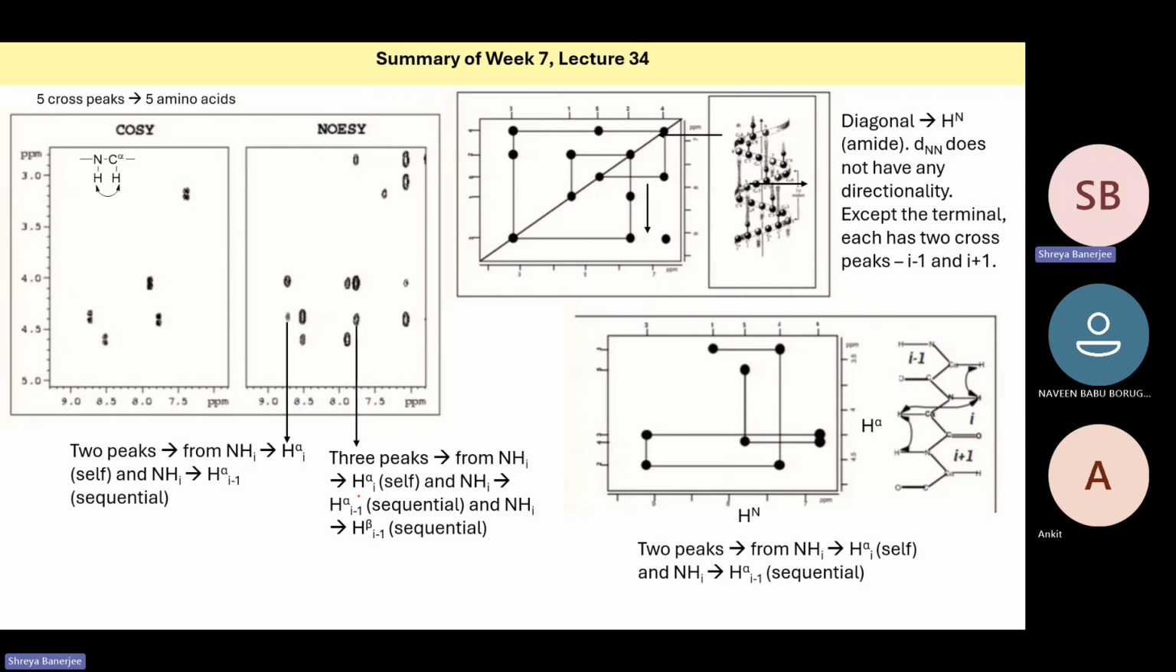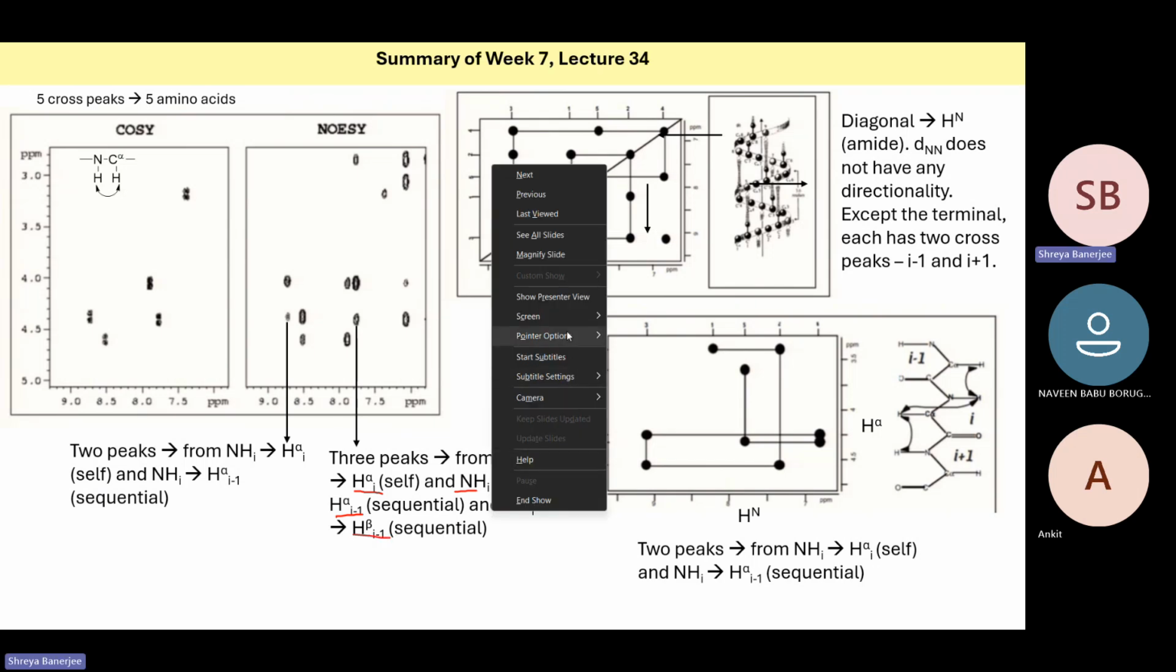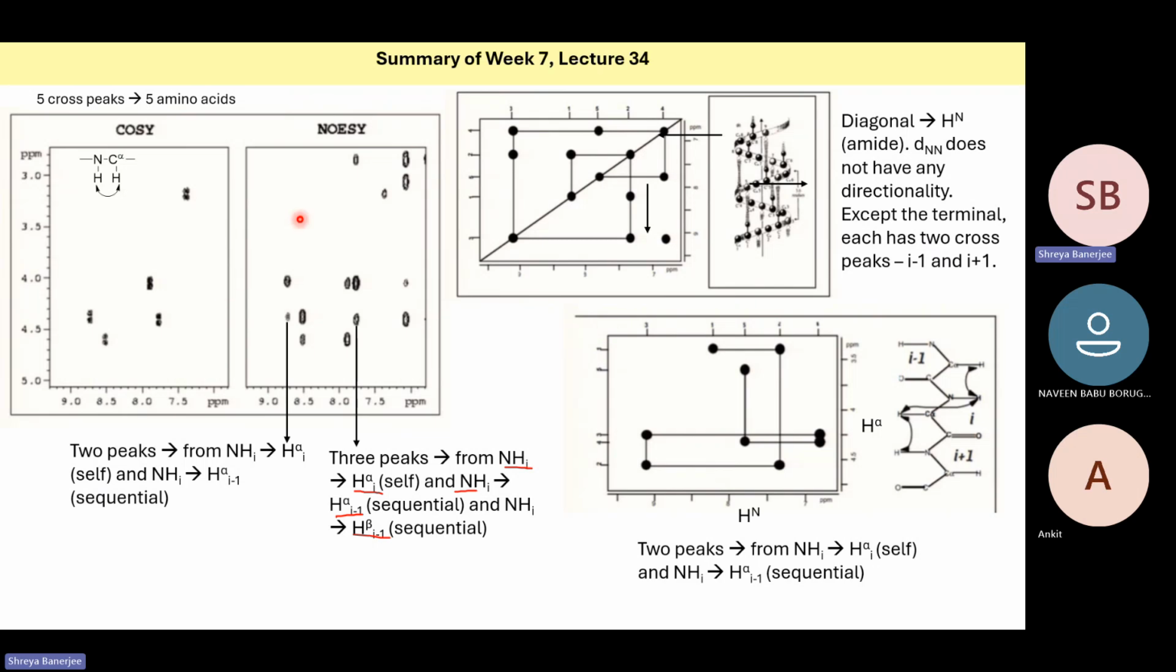You can have a self peak, that is H alpha I to NHI, and you can have sequential peaks. So from NHI, you can have a self peak to H alpha I, and you can have 2 sequential peaks to H alpha I minus 1 and H beta of I minus 1 also. So we already know that from NOESY, we can do a kind of walk through the NOESY spectra. So we will look at this. So suppose we are starting from here.